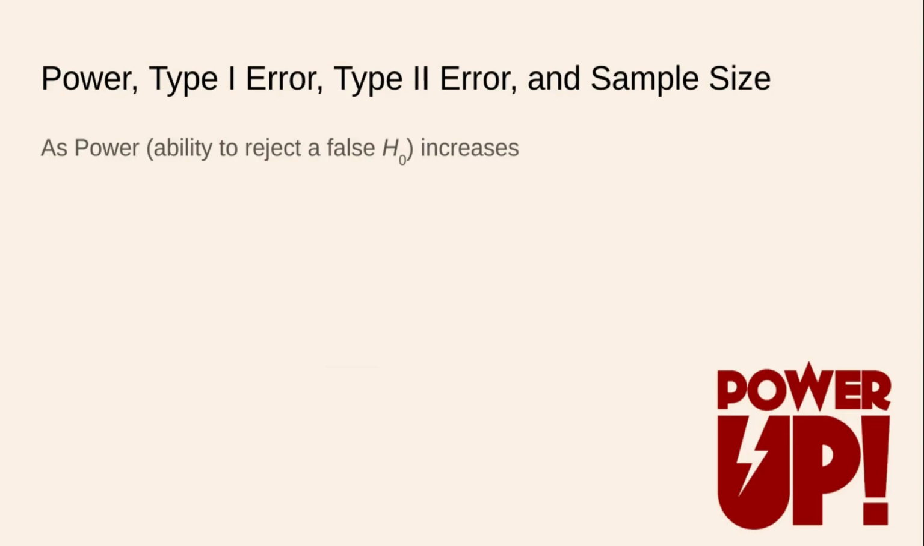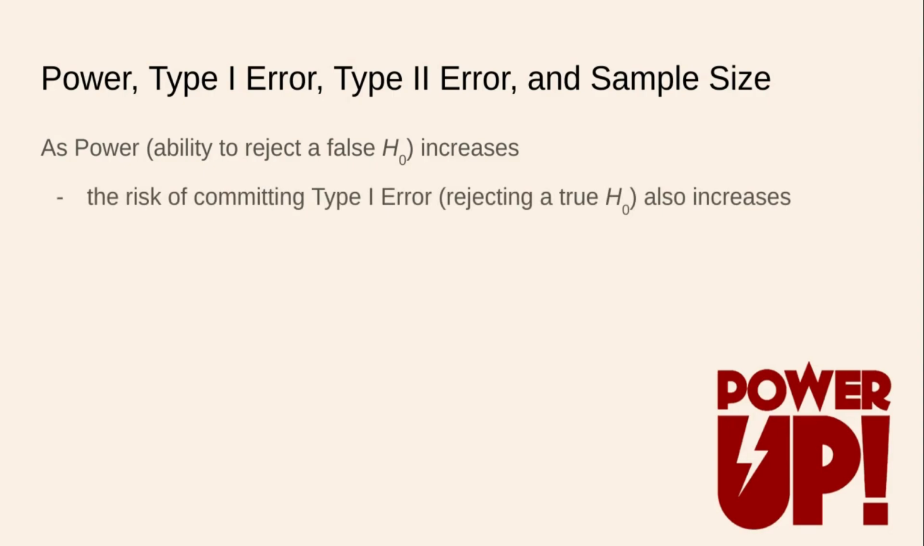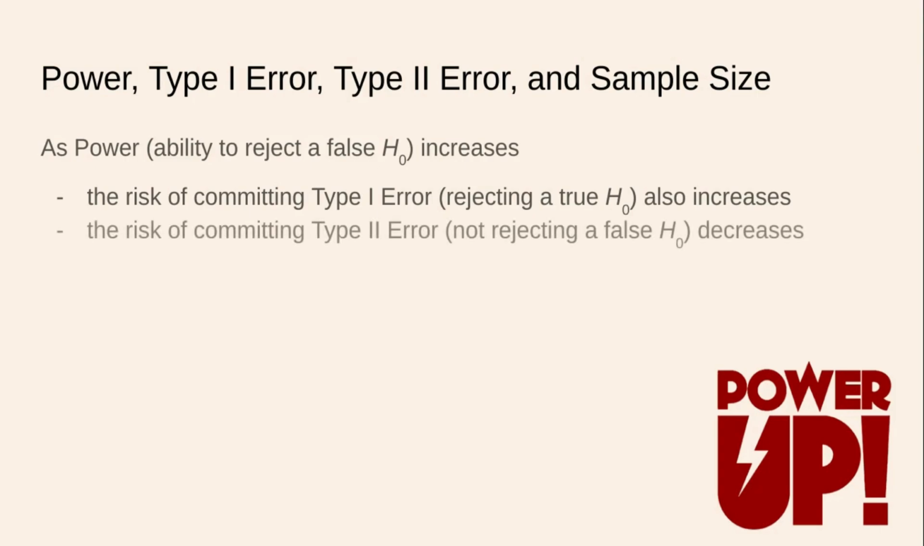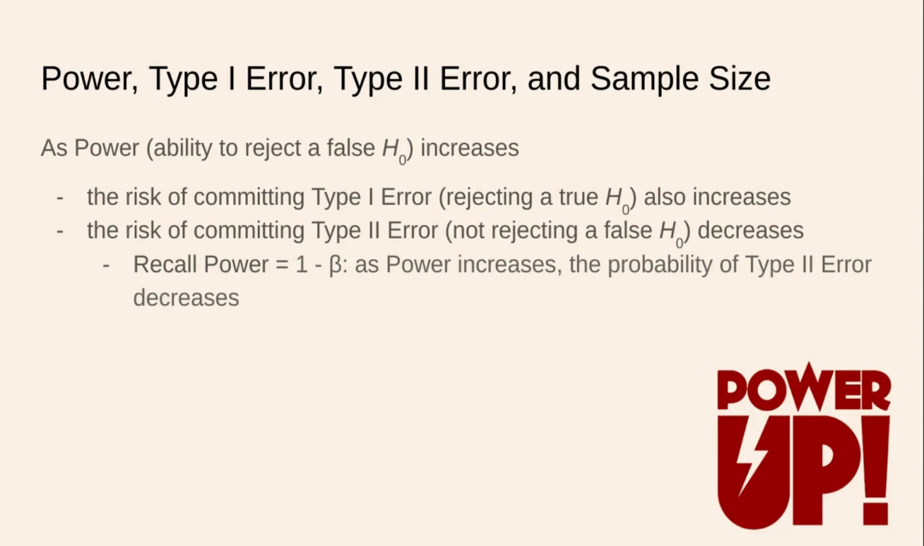As power, that is the ability to reject a false null hypothesis, increases, the risk of committing type 1 error, that is rejecting a true null hypothesis, also increases. So as power increases, the risk of committing type 1 error increases. If we want to reject that null hypothesis, we could get too eager and commit type 1 error. That's what's going on. And the risk of committing type 2 error decreases. Remember, the odds of type 2 error and power are complements of each other. So as one increases, the other decreases. Simple enough. Power equals 1 minus beta. As power increases, the probability of type 2 error, that is beta, decreases.